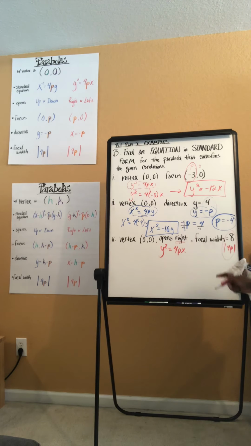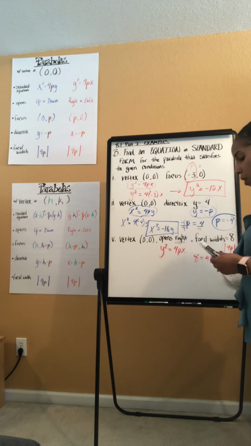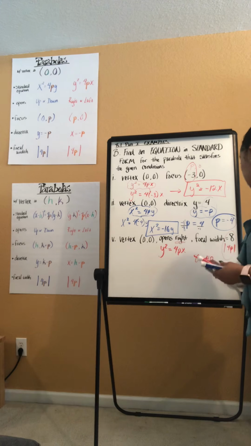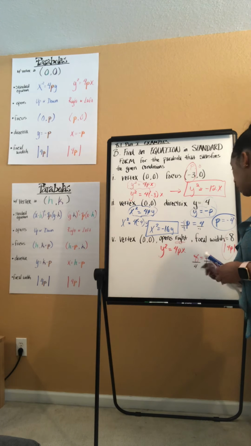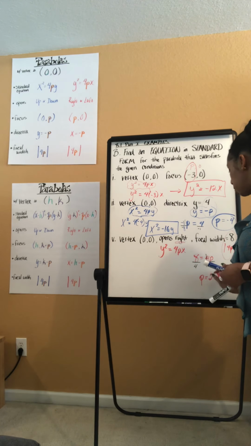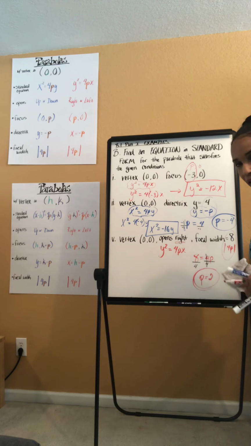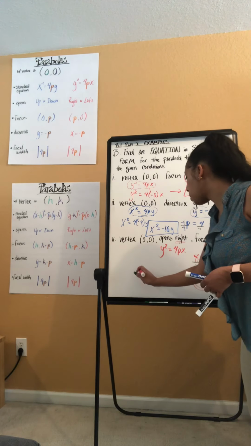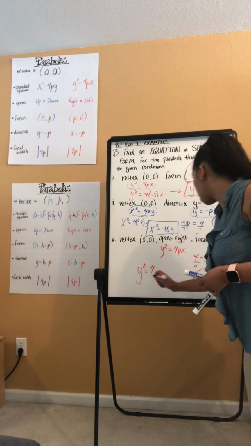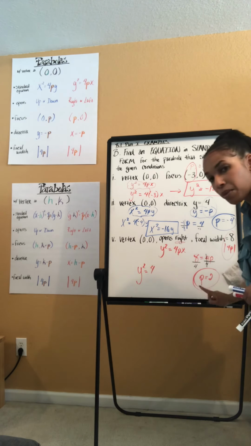So 4p is 8. If 8 is 4 p's, I just want 1 p, I would divide by 4, right? I'll divide by 4, I'll divide by 4, and my p is 2. 8 divided by 4 is 2. My p is 2. All right? Or it could be negative 2. But as for now, p is 2. So if I plug it into the formula, I've got y squared equals 4. Oh, what did I even do this for? I already had 4p. 8 was 4p, so there was no need for me to figure out what p was.